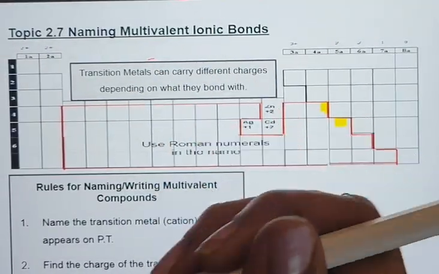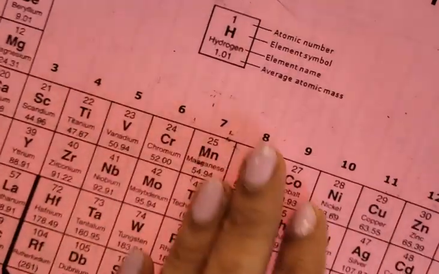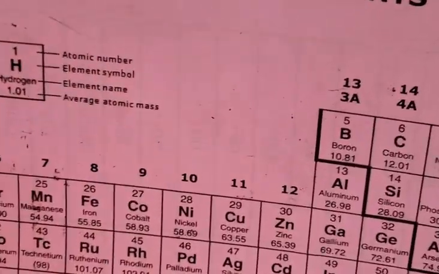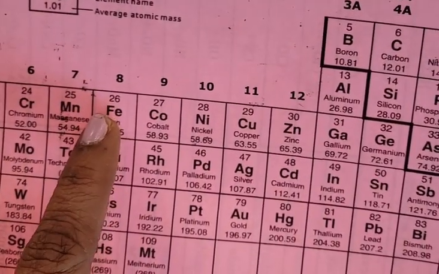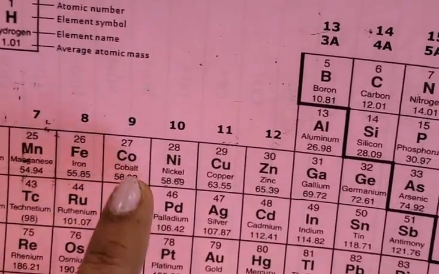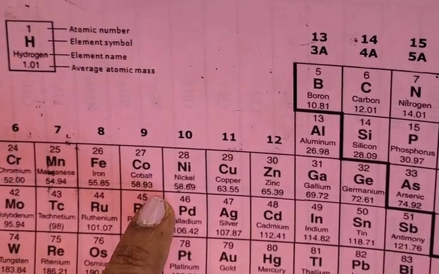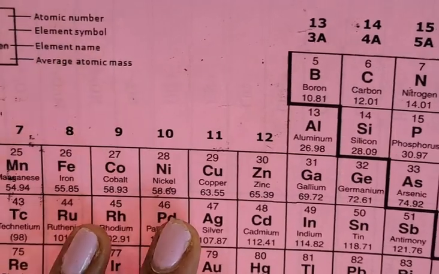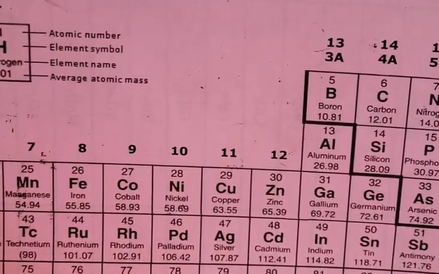So I'm going to teach you how to name the compounds which contain transition metals. See, transition metals will show multiple oxidation states. Say, for example, iron may show Fe2+ and Fe3+. Cobalt can show 3+ and 6+, different oxidation states. So if you are writing a name, you have to tell others what charge you used.